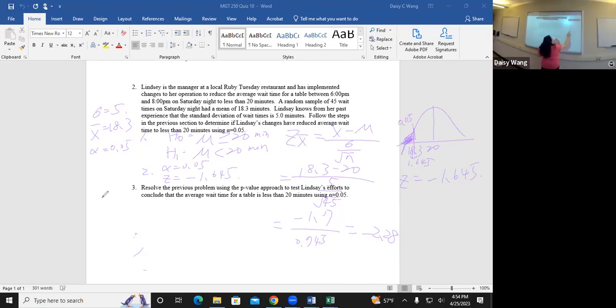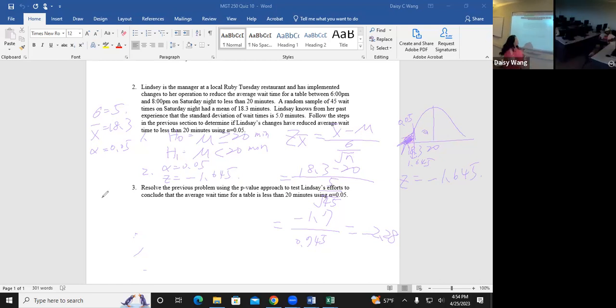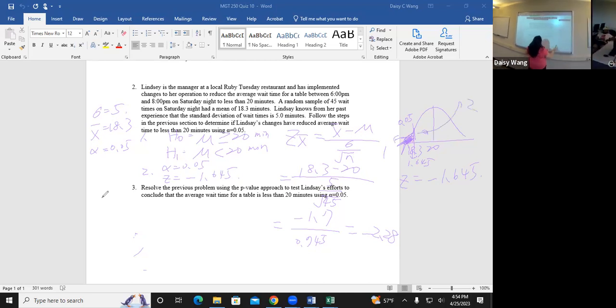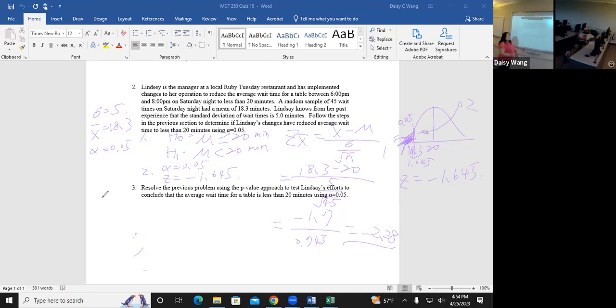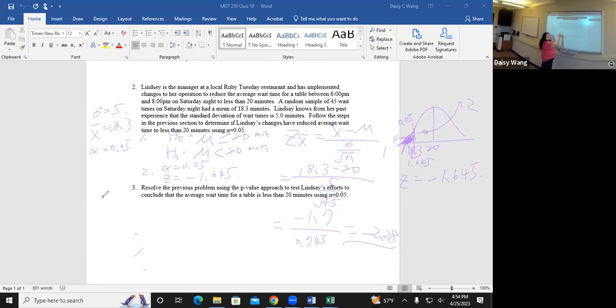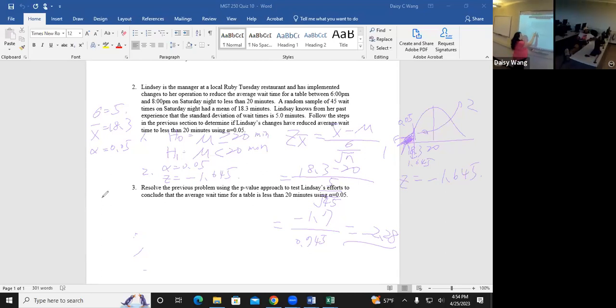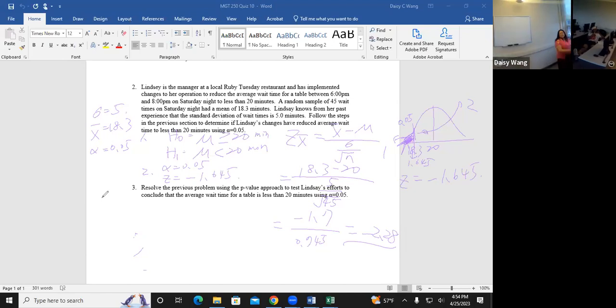Is it here in this area or in this area? Is it in area 1 or in area 2? It's 1. So do we reject the null hypothesis? Yeah, so we reject the null hypothesis. That means the mu is actually statistically significantly less than 20 minutes. So they actually improved the wait time to less than 20 minutes. Any question?